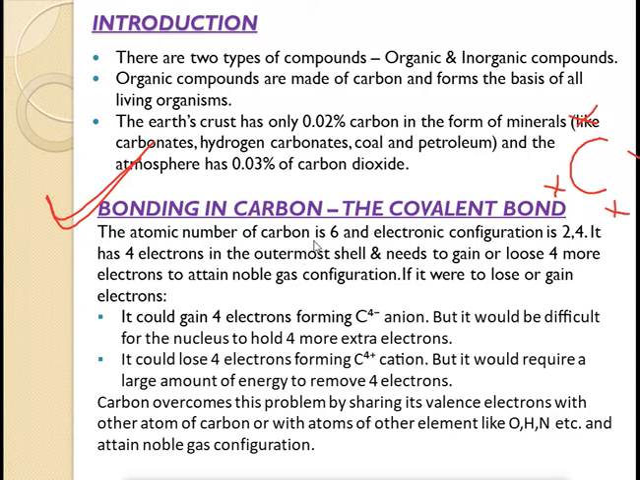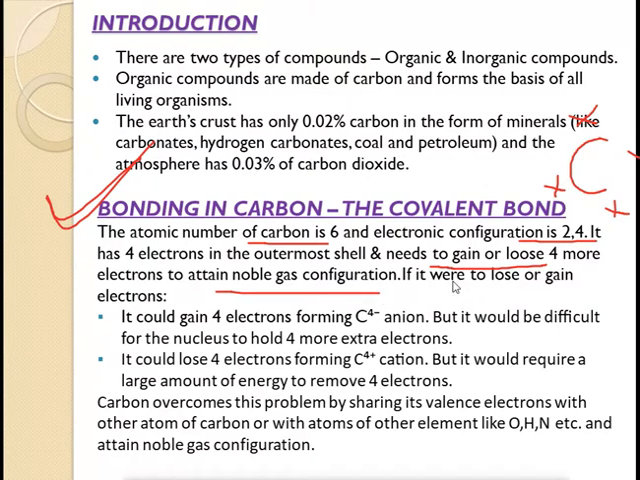The atomic number of carbon is 6. Yes, we all know that the atomic number of carbon is 6. And what is its electronic configuration? 2, 4. And what will be its valency? It is 4, because in the outermost shell or in the valence shell, 4 electrons are present. Now, since it is having 4 electrons in the outermost shell, what will carbon do? It needs 4 more electrons to become stable. So it can either gain or lose 4 electrons to attain noble gas configuration or to become stable.